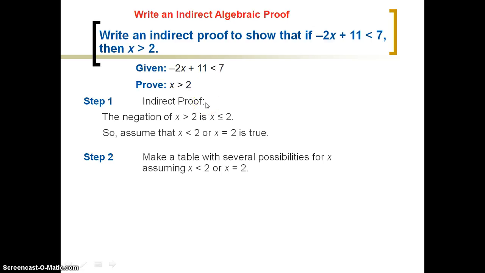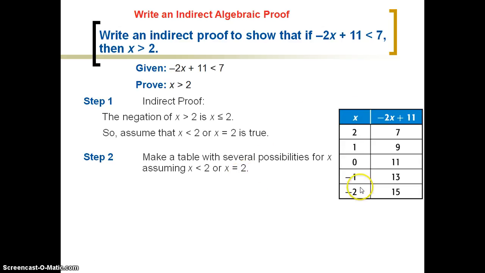So the first step in our indirect proof is to negate the proof statement. So the opposite of x being greater than 2 would be that x has to be less than or equal to 2. So the opposite of greater than is less than, and then this one is not having it being equal, so we have to show that for the opposite, that it is equal. So we are going to assume that either x is less than 2 or x is equal to 2, and we're going to assume that those are true. Step 2, we're going to make a table with several possibilities for x, assuming that x is less than 2 or that x is 2.